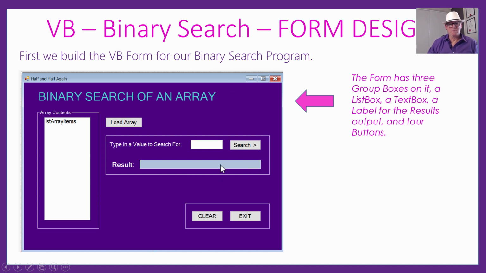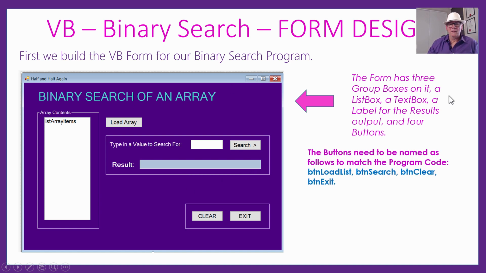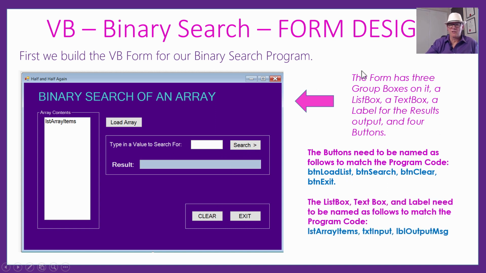But these guys have to have special names. So make sure the buttons, this one's called btnLoadList, and you've got to call it that so it matches up with the program code. btnSearch, btnClear, btnExit, using our Hungarian names of btn for button. This guy here, the list box, you just drag out a list box from your toolkit. That is called lstArrayItems. That's your txtInput, just a text box. This is your lblOutputMsg, not message. We just made it a little bit shorter by saying Msg. So yeah, some of those have important names. Make sure you put those names on when you do the form.